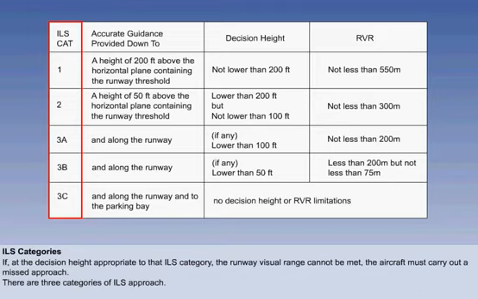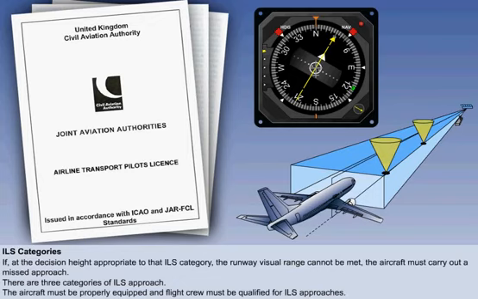There are three categories: Cat 1, Cat 2 and Cat 3, which is subdivided into 3A, 3B and 3C, which provide increasing accuracy and a lower decision height and associated RVR. You must learn these specifications. Not only must the ground equipment be appropriate, but also the aircraft equipment, aerodrome procedures, and flight crew qualification.